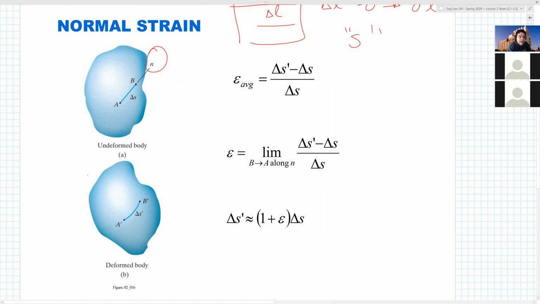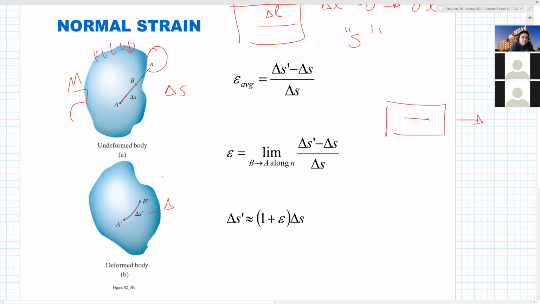So here's the line. The line itself has some initial length, delta S, from A to B. But then what happens to that line segment? If I pull it in only one direction, it's only going to stretch along the line. But if I start having moments and force loads and it's uneven, well, you can have some arc length. So you want to know what that arc length is.